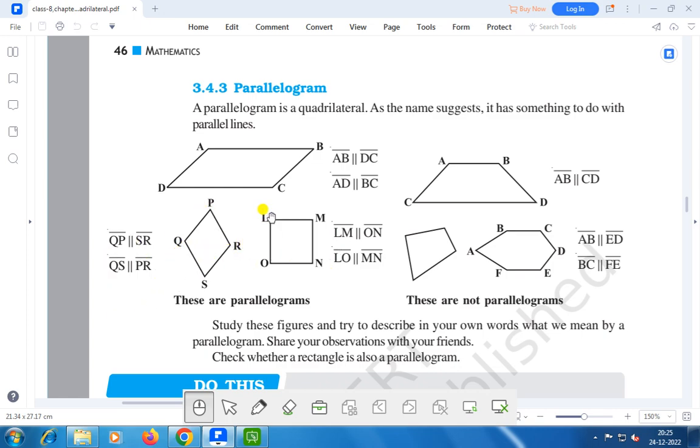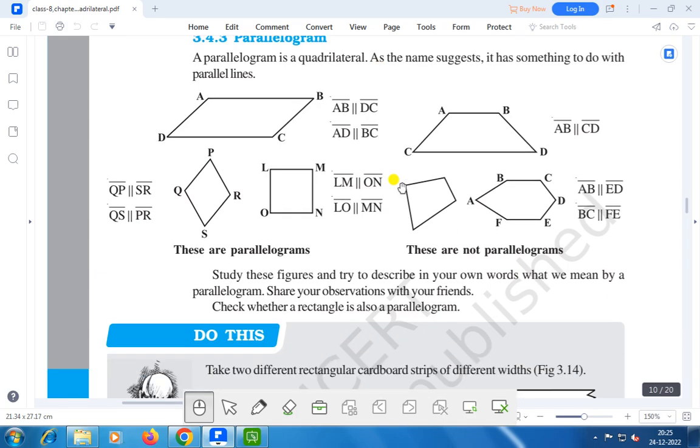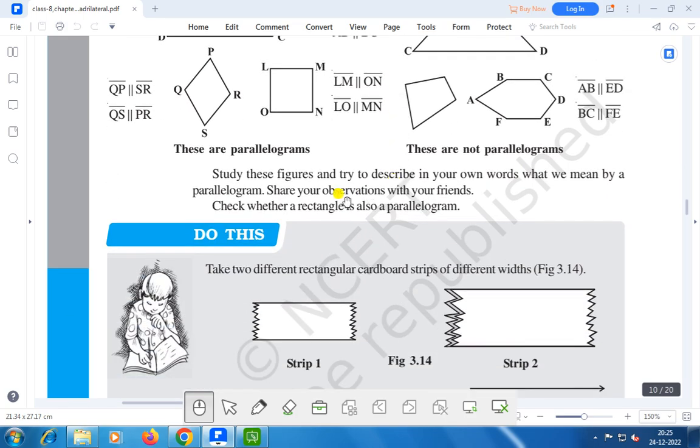In this figure, LM is parallel to ON. LO is parallel to MN. Therefore, these are parallelograms. Here you see AB is parallel to CD, but AC is not parallel to BT. Here also in this figure, these are not parallelograms. It has 1, 2, 3, 4, 5, 6 sides. Therefore, it is not a parallelogram because a parallelogram is a quadrilateral. Quadrilateral means having 4 sides.